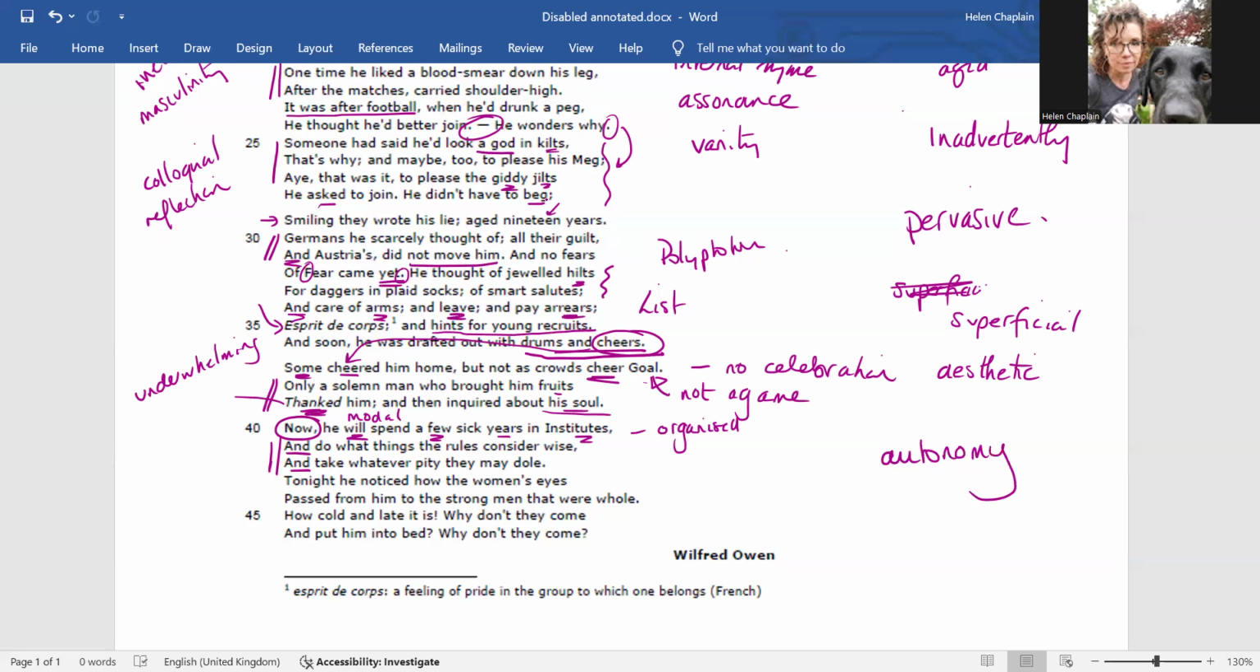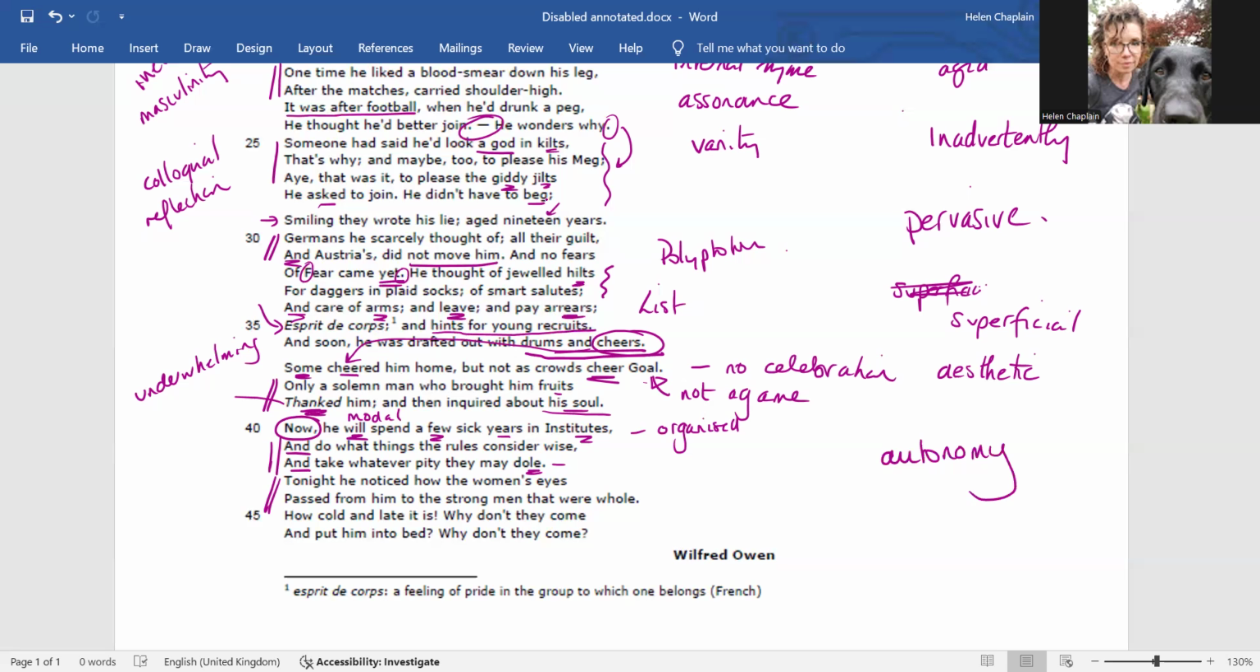He's got to do what he's told, and he's got to accept the pity they give out. If you think of dole, to dole something out is to give things out. So all they're going to give him is pity. And tonight he noticed how the women's eyes passed from him to the strong men that were whole. Contrast that with the glances of the lovely girls earlier that he knows all about.